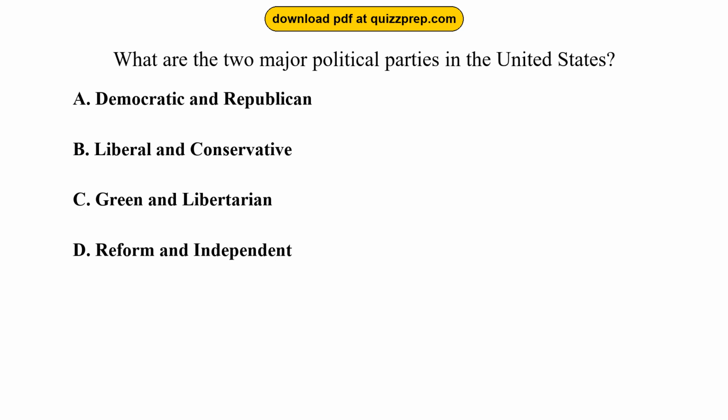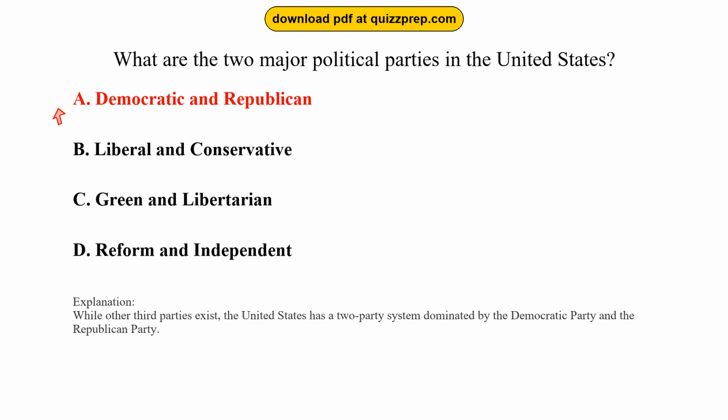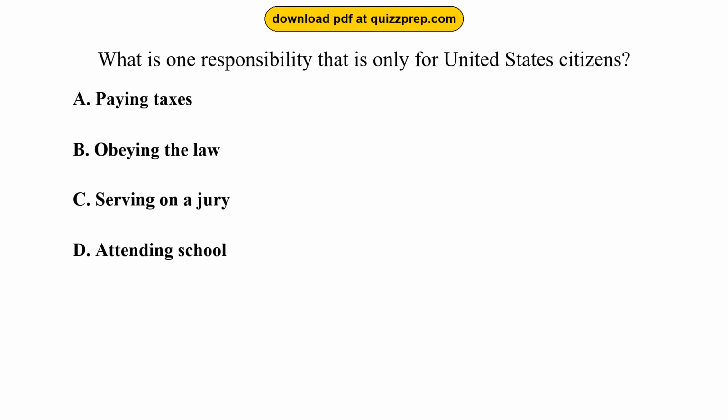Option A. Democratic and Republican. Option B. Liberal and Conservative. Option C. Green and Libertarian. Option D. Reform and Independent. The correct answer is option A. Democratic and Republican. While other third parties exist, the United States has a two-party system dominated by the Democratic Party and the Republican Party. Question 37. What is one responsibility that is only for United States citizens?